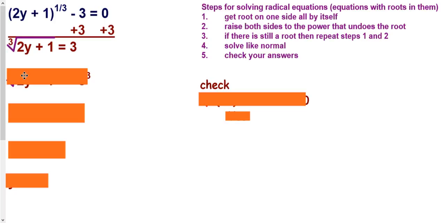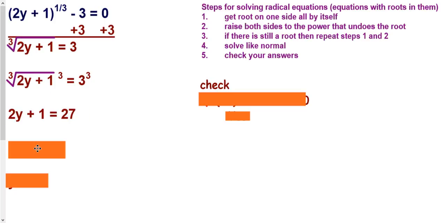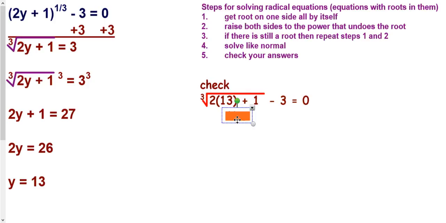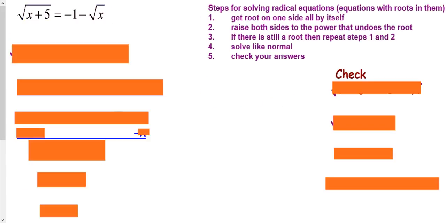Then you want to undo your cube root by cubing both sides. Left side, the cube and the cube root cancel. Right side, we get 27, and we just solve it like normal. Now we want to check that, take our 13, plug it in, see if it works. And in this case, it does work. We get the same number on the left side as we do on the right side. So that's what you need to do to be able to go about solving radical equations where your variable's inside of the root.